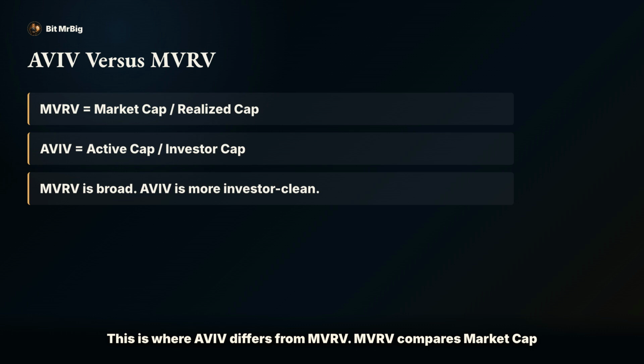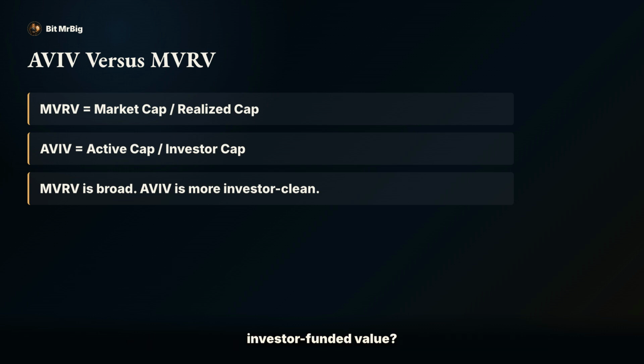This is where AVIV differs from MVRV. MVRV compares market cap with realized cap. It is broad, simple, and still very useful. But it treats the full realized capital base as the denominator. AVIV is more selective. It uses active cap on top and investor cap underneath. So MVRV asks, is the market price high or low versus aggregate realized cost? AVIV asks, is active economic value high or low versus investor-funded value?